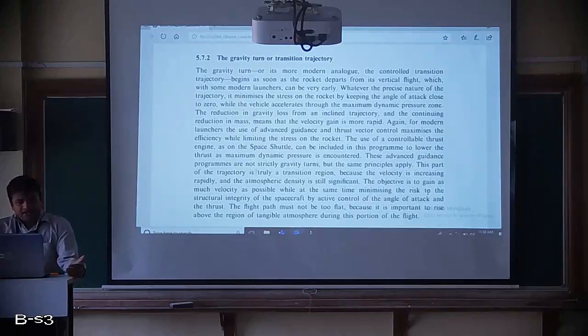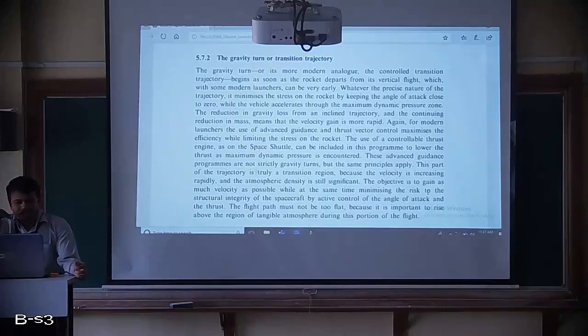In the transition trajectory, what is happening here is that gravity loss will be there because of the inclined trajectory, as well as there will be less mass. The mass will reduce because some amount of fuel is burnt while taking off vertically. So the mass is reduced, which helps us to increase the velocity immediately, or the velocity gain happens rapidly.